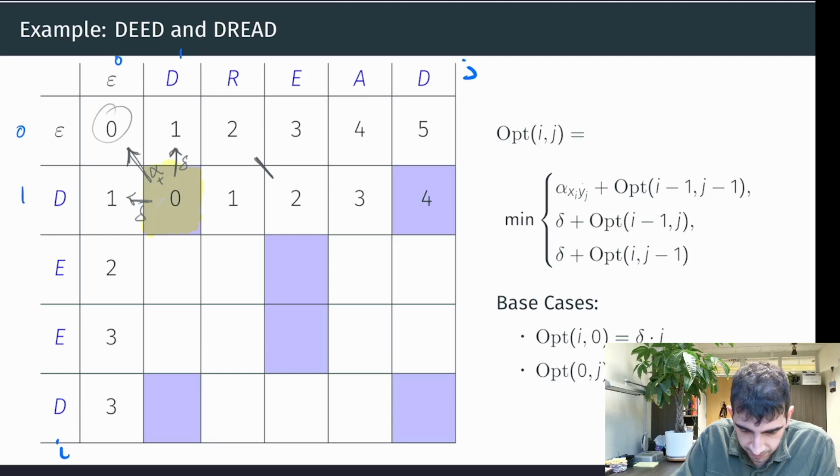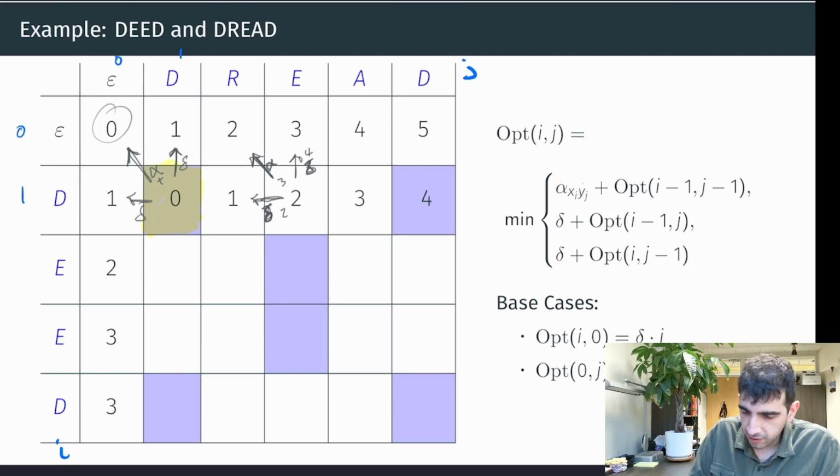So same thing with this value. We either have alpha or delta plus this, or delta plus this. Sorry, blanking on writing delta, man. Okay, so we have three potential costs. In this case, alpha plus this would be 3, delta plus 1 would be 2, or delta plus 3 would be 4. So you take the minimum cost of these and you get 2.